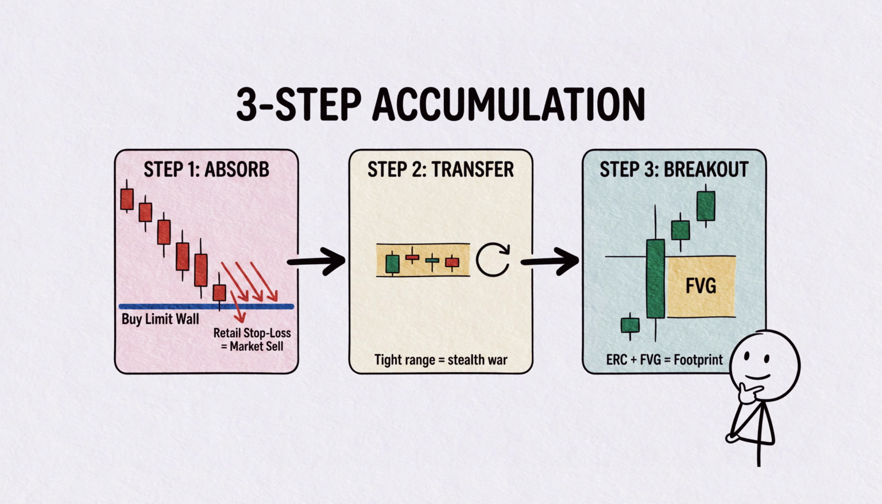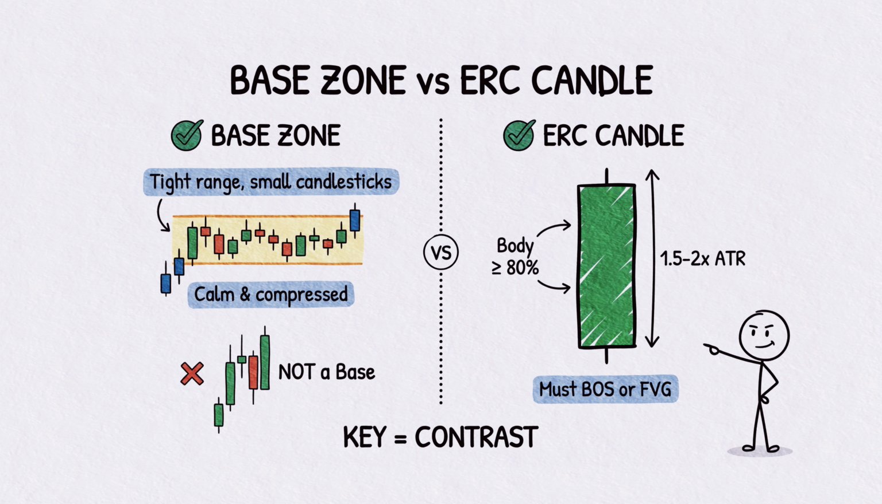You can't see iceberg orders directly on the chart, but you can see their footprint, a tight, compressed consolidation zone. That's the absorption footprint. A massive ERC breaking structure. That's the breakout footprint. Read the footprints correctly, and you know who's in the room. And from here, you have 2 measurement standards.